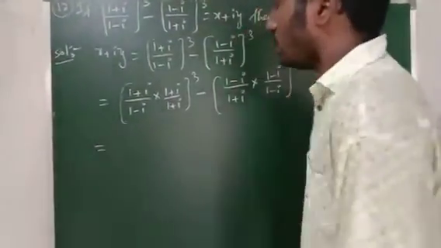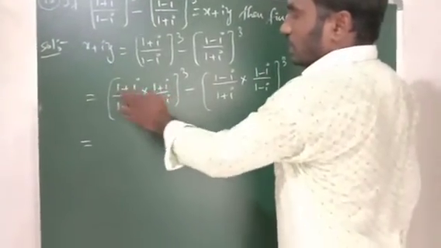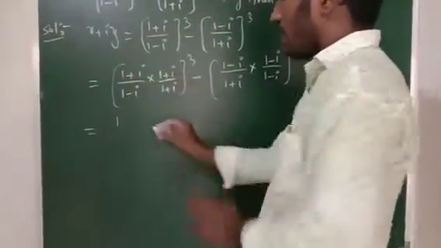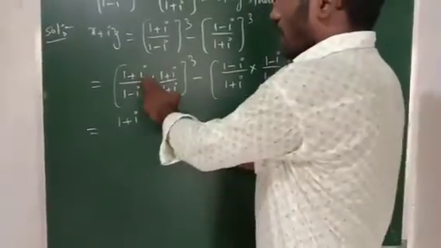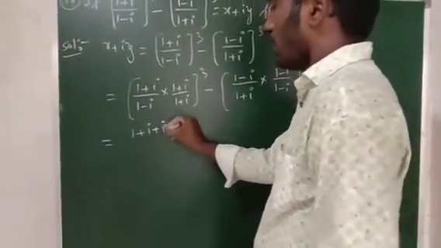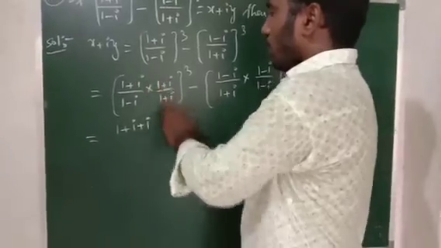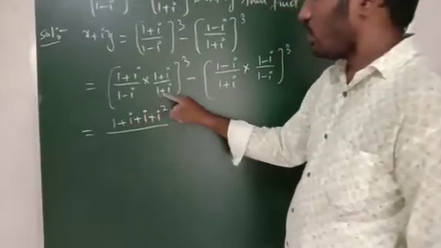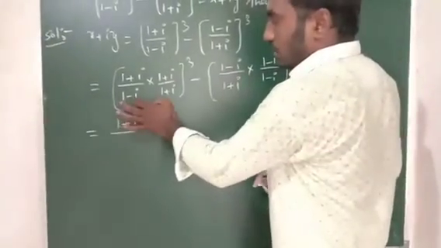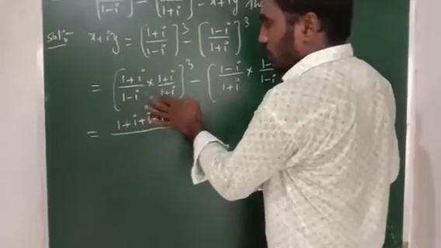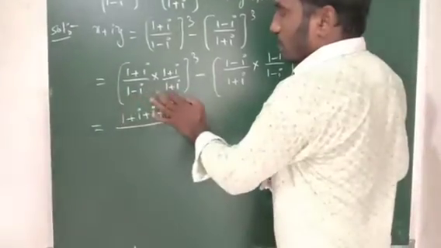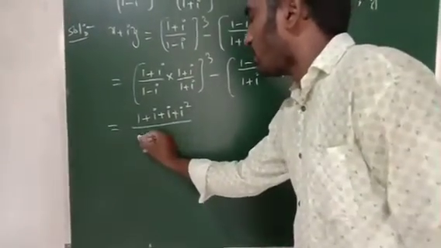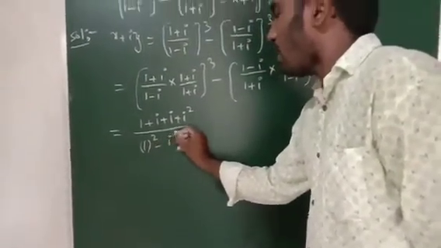Okay. So this is equal to 1 plus i into 1 plus i. That means 1 into 1 is 1. Next 1 into i is i. Next i into 1 is i. Next plus i into i is i square, by 1 minus i into 1 plus i. This is in the form of a minus b into a plus b, so it becomes a square minus b square. So a square minus b square, that means 1 square minus i square.